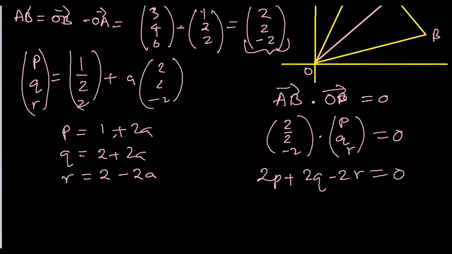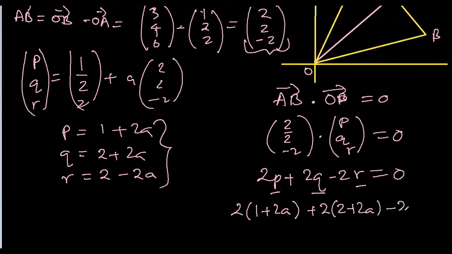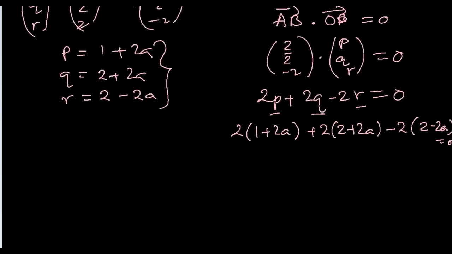And we know that PQR, there are 3 different variables, but if we convert them to these parametric equations, they will have just one variable A. Let's substitute. So 2 times 1 plus 2A plus 2 times 2 plus 2A minus 2 times 2 minus 2A will be equal to 0. Alright, so let's do it now. 2 plus 4A plus 4 plus 4A minus 4 plus 4A equal to 0.